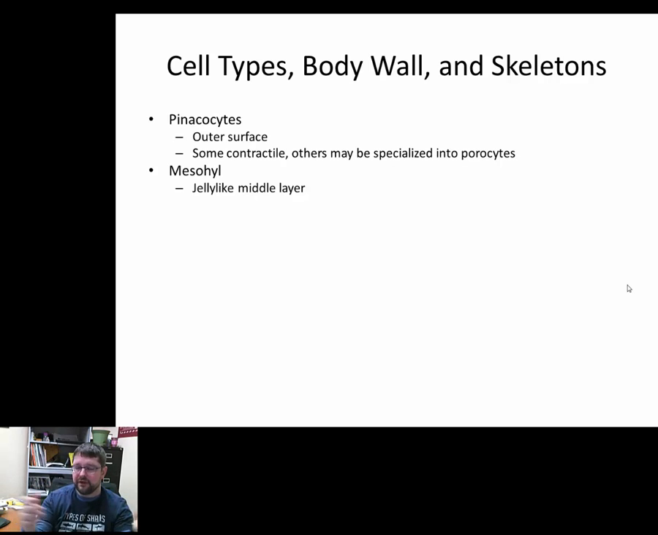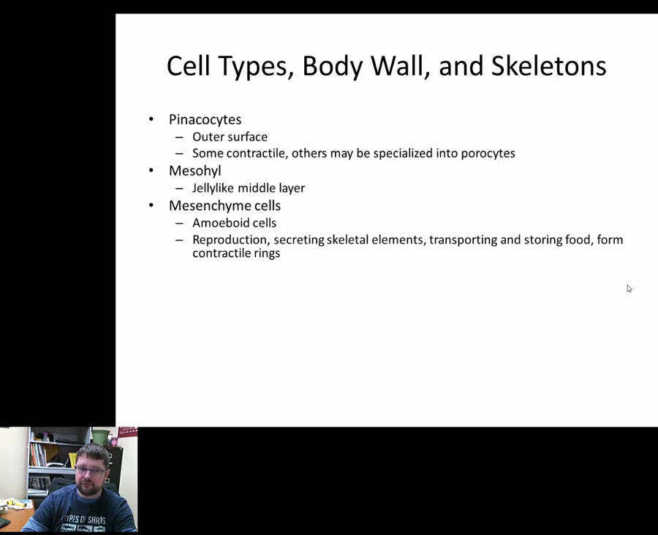So there's no cells. And if there are cells, the cells are either coming from the ectodermis or the endodermis, but they're not mesoderm cells. So they're not derived from inside the mesoglea or the mesohyl. And that plays an important role when we start talking about organisms that have two tissue types, etc.